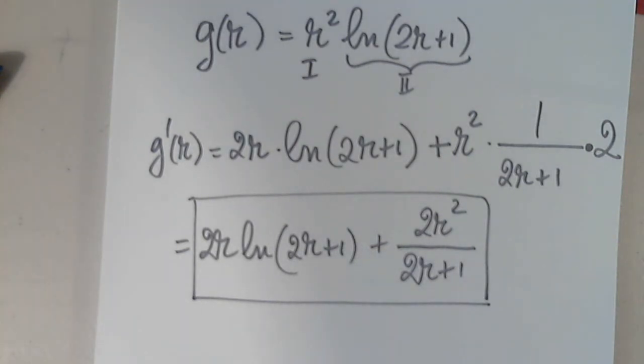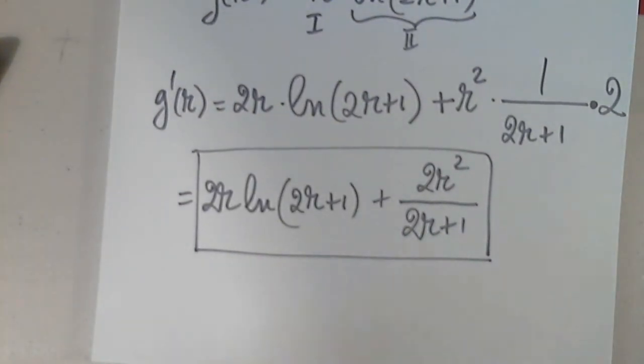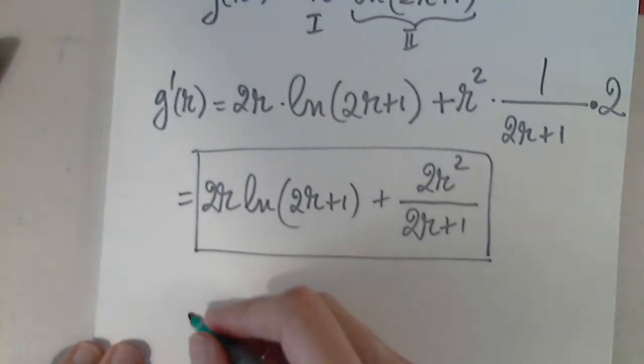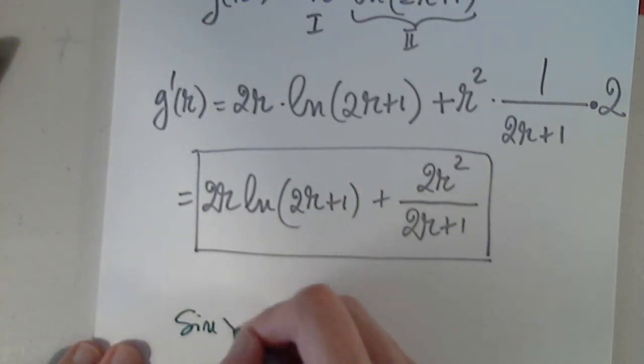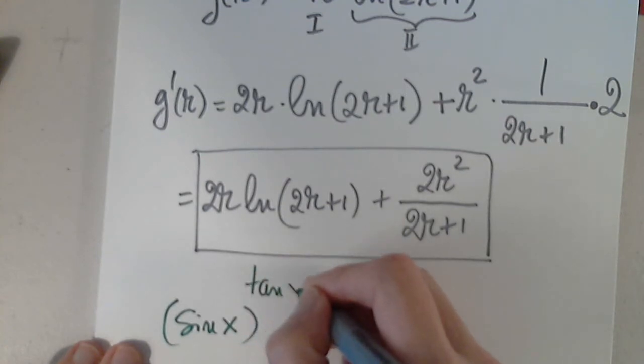We learned a lot of rules so far. The square root of x, power rule, quotient rule, product rule, natural log, exponentials, a lot. Here is a question for you. How do I differentiate a function like this? Sine x raised to power tangent x.